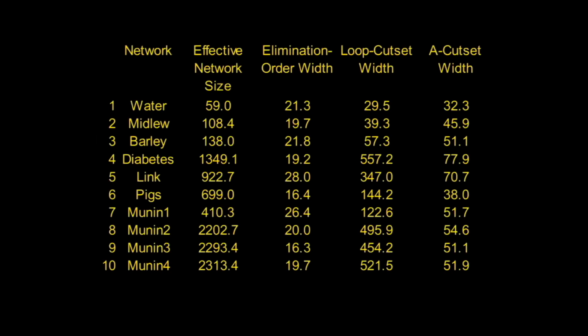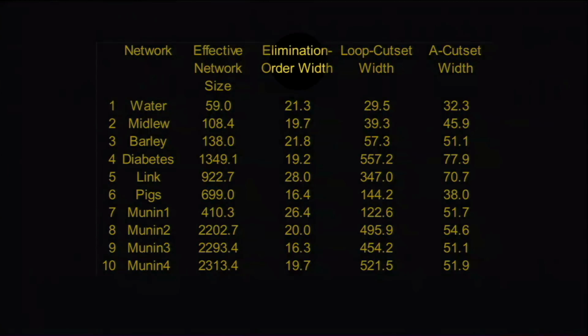These are networks from the literature, Bayesian networks. And I'm looking at the elimination order. If I use joint tree, what am I going to be exponential in? If I use the cut set conditioning, what am I exponential in? And if I use what I just told you, what will I be exponential in?